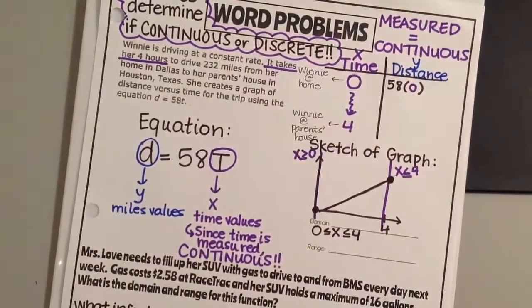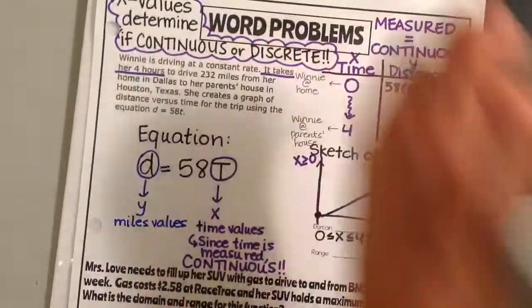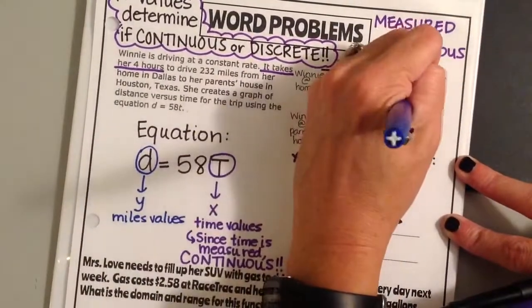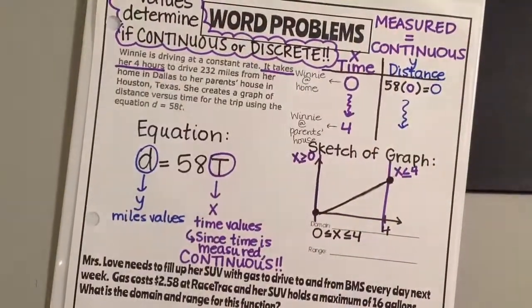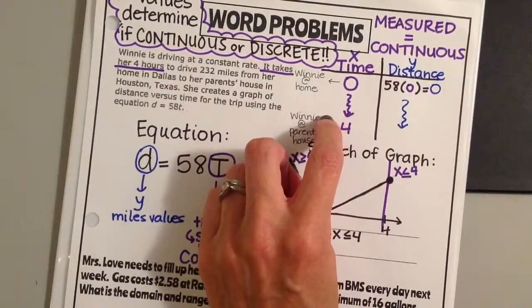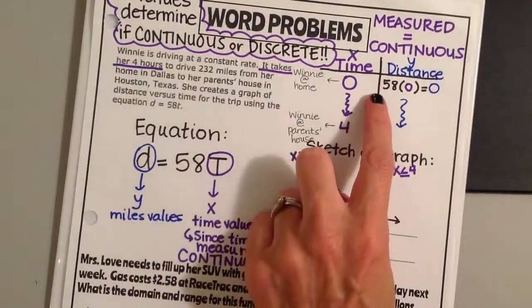And I'm going to do the math. What is 58 times 0? That is equal to 0. And again, we're going to have all of these distance values. I can't calculate all of these distance values because, again, we did not list out all of our time values, but we're going to go ahead and just see.